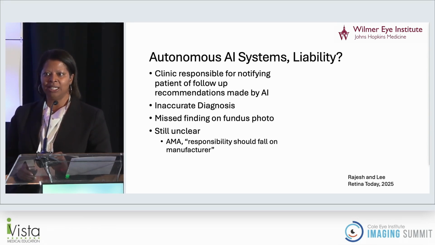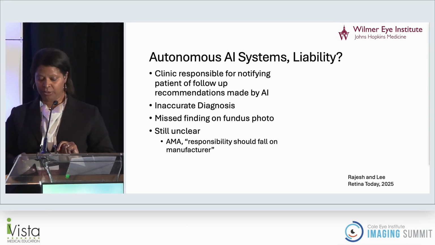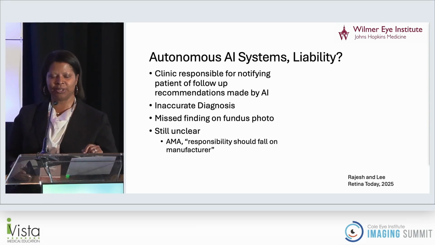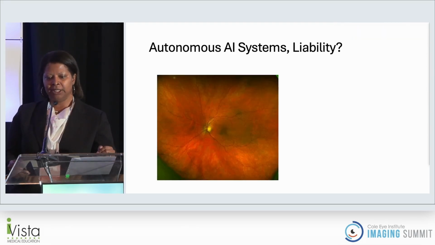Should it be on the patient? Should it be on the doctor? Should it be on the person who's actually manufacturing the machine? So the AMA stance is it should be on the machine.